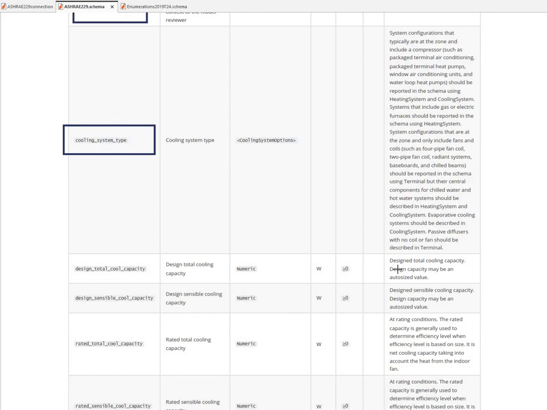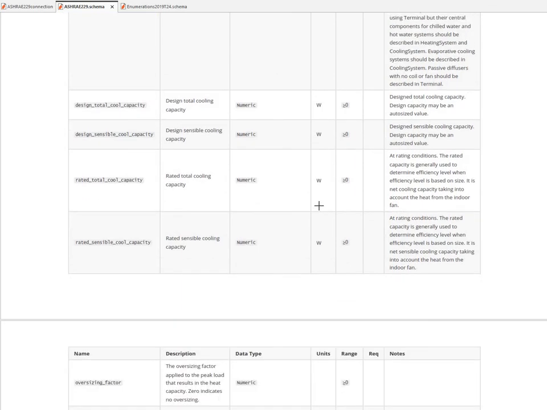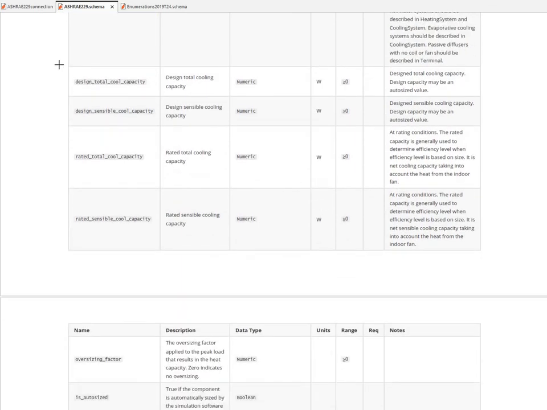Evaporative cooling systems should be described in cooling system. Passive diffusers with no coil or fan should be described in terminal. So as I said, that same note appears in several places in the schema, and it's basically just to help people understand where something should be described when there's ambiguity. All right, moving forward again.